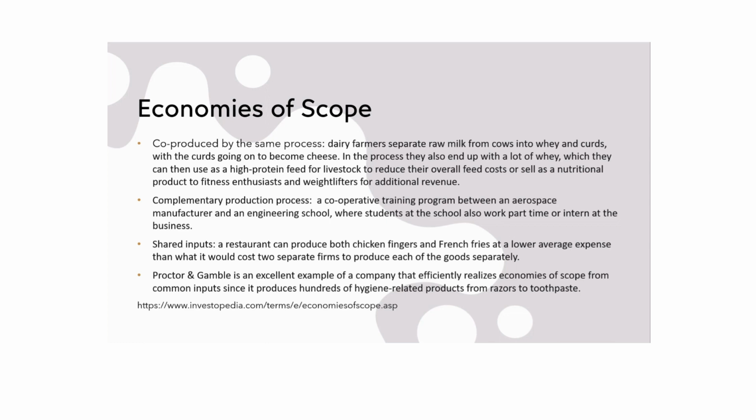Okay, yung third naman, shared inputs. Restaurant can produce both chicken and fingers and French fries at a lower average expense than what it would cost two separate firms to produce. And then mentioned in our ebook is what we call acquisitions, mergers. They can agree, no, to use their resources to complement each other.